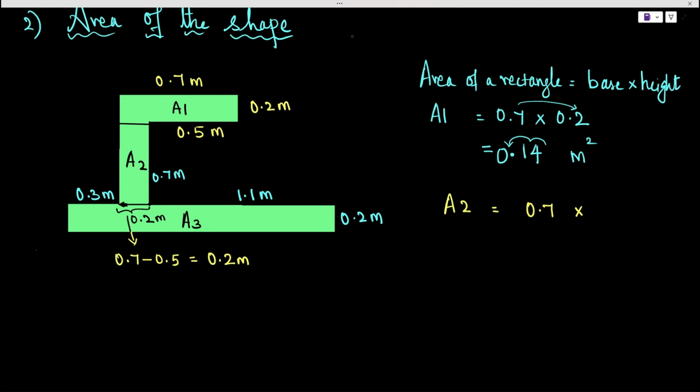So we can add this into our equation here. So we have 0.7 multiplied by 0.2, and this is the same as above, which is 0.14 meters squared.